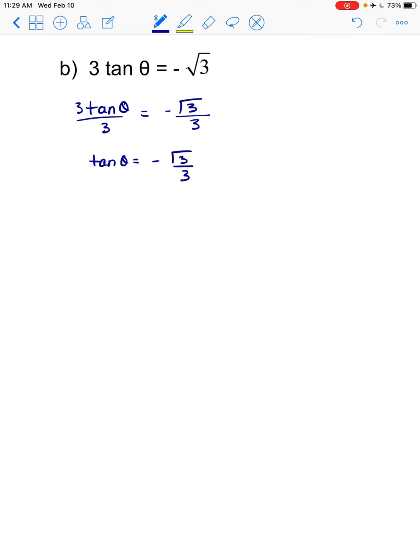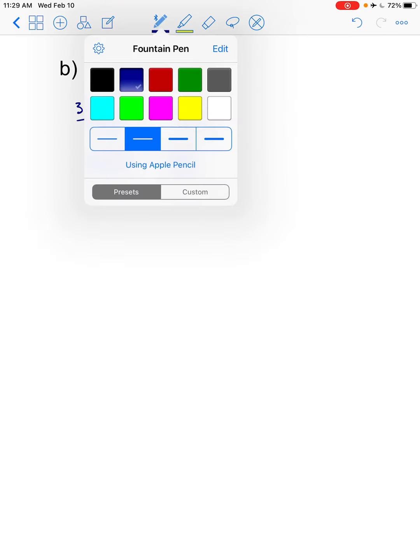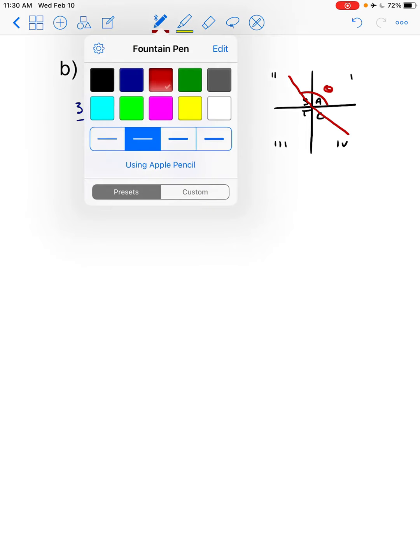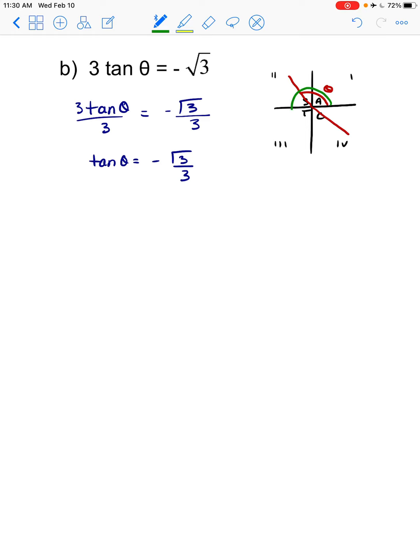So the strategy here is the same. Let's ask ourselves, where is tan negative? Using our CAST rule as the reminder, this tells us that tan is positive in quadrants 3 and 1, and therefore negative in quadrants 2 and 4. So we're working with either this angle, theta, or this angle, theta.